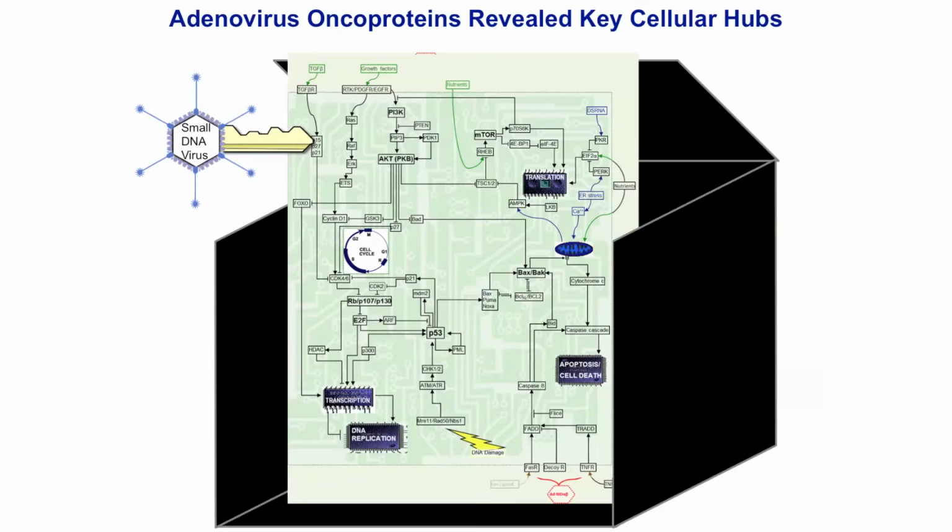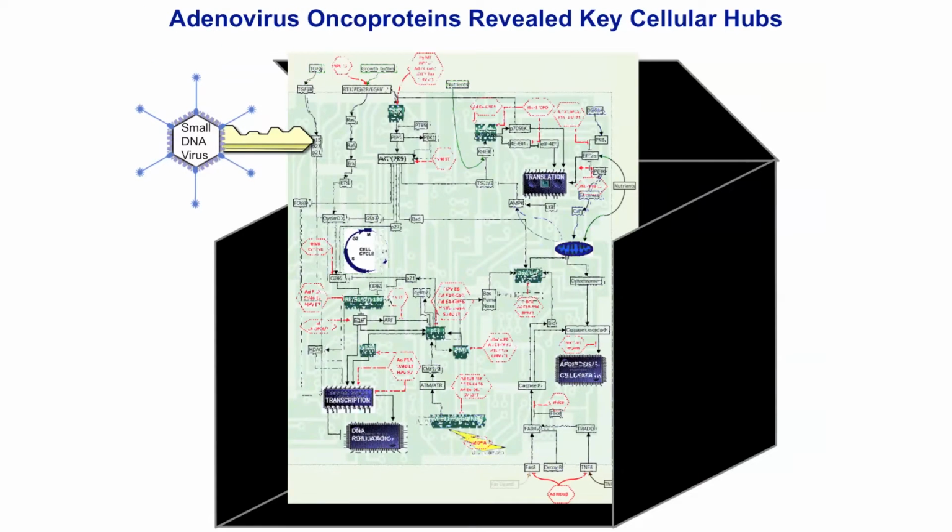And the key that opened that was actually revealing the interactions of small DNA tumor virus proteins. Twenty proteins to take over a human cell. Remarkable. What makes it even more remarkable is most of them are less than 20 kilodaltons, and they have no sequence homology to human proteins. And after 40 years, none of their complete structures have ever been solved.